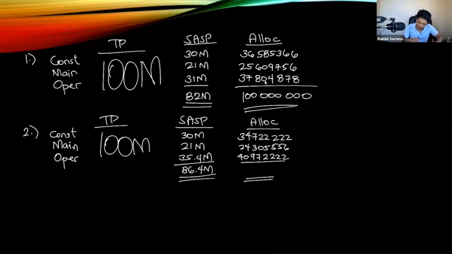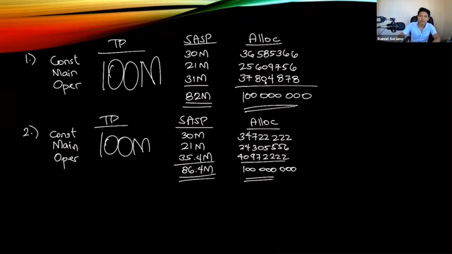Okay? And to check whether we are right or wrong, it should equal 100 million. So 34,722,222 plus 24,305,556, then plus 40,972,222, or that is equal to 100 million, meaning our allocation is correct. So that's the application of the cost plus a margin approach.